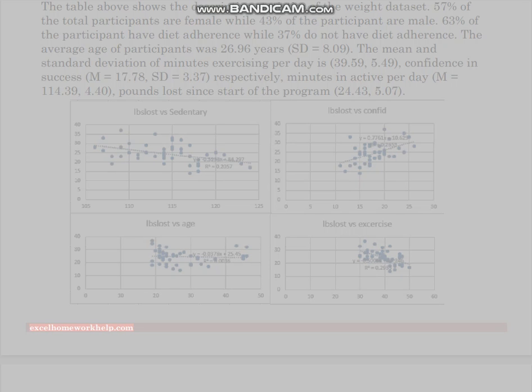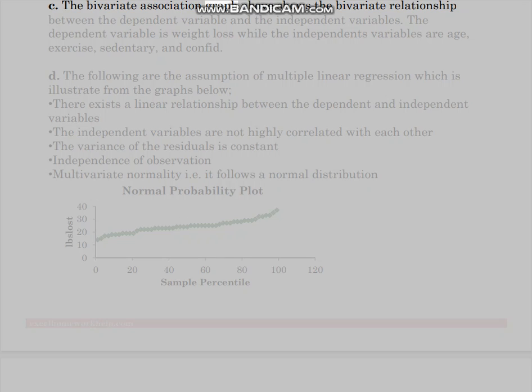C. The bivariate association graph above shows the bivariate relationship between the dependent variable and the independent variables. The dependent variable is weight loss, while the independent variables are age, exercise, sedentary, and confid. D. The following are the assumptions of multiple linear regression, which are illustrated from the graphs below. There exists a linear relationship between the dependent and independent variables. The independent variables are not highly correlated with each other. The variance of the residuals is constant. Independence of observation. Multivariate normality, i.e., it follows a normal distribution.